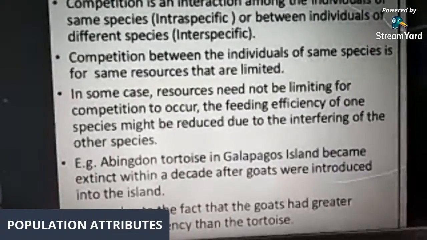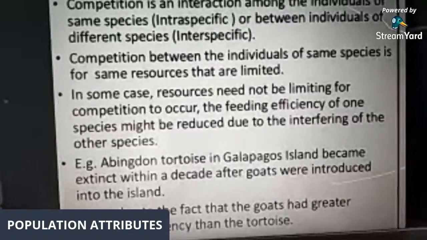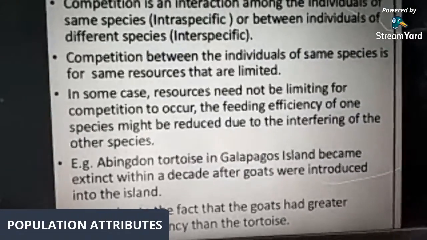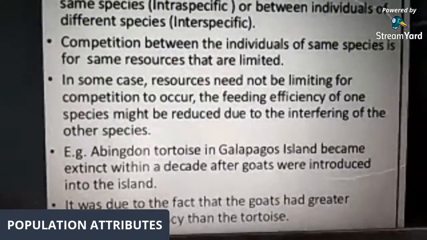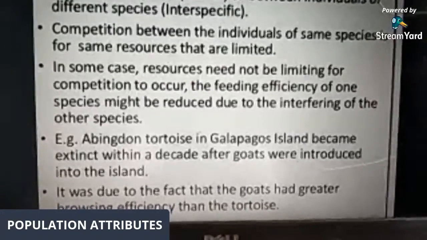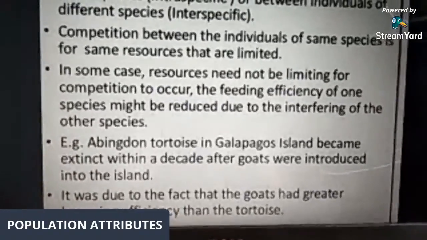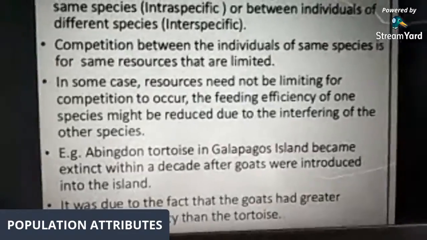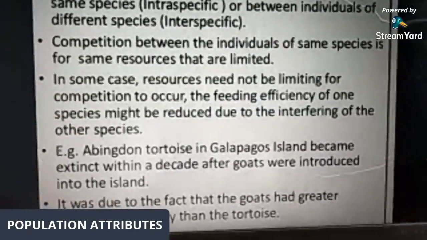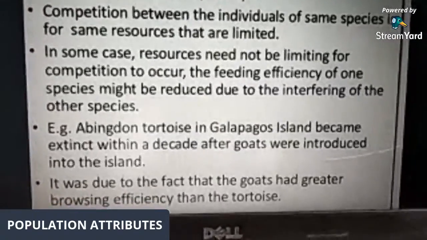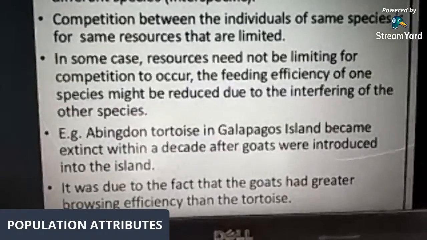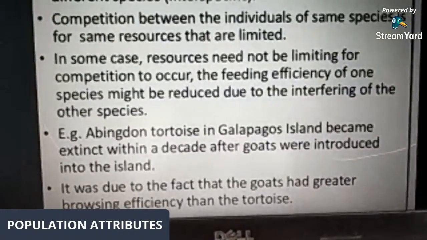In some cases, resources need not be limiting for competition to occur. The feeding efficiency of one species might be reduced due to interference by the other species. Example, the Abingdon tortoise in Galapagos Island became extinct within a decade after goats were introduced into the island.